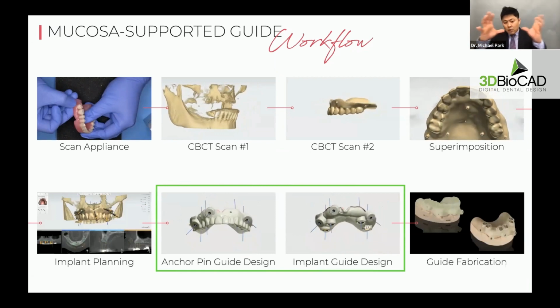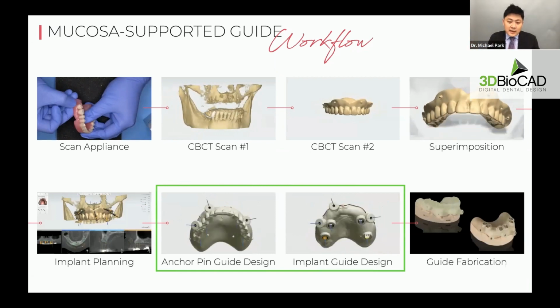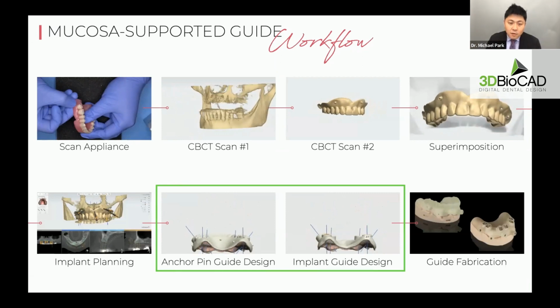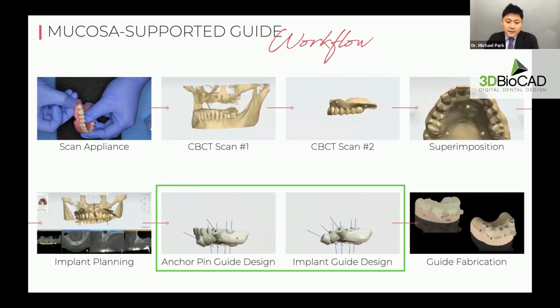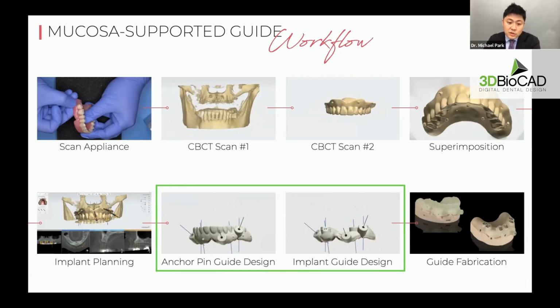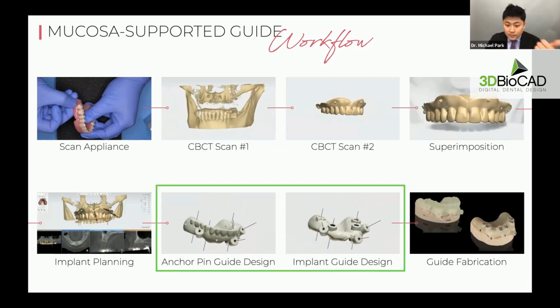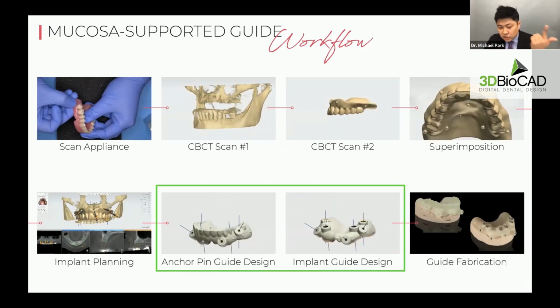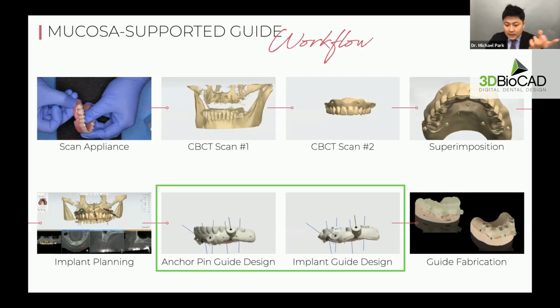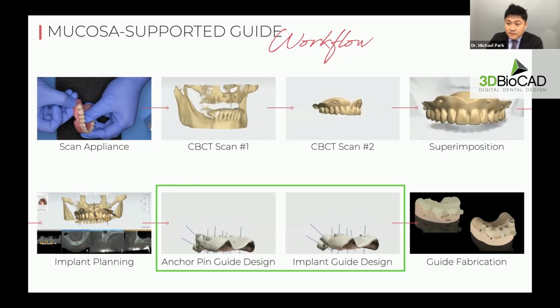Now that we did all our implant planning, the next step is to design the surgical guides. For the mucosa-supported guide, I fabricate 2 different surgical guides. One is the anchor pin guide, and one is the implant surgical guide. And I'll go over why I make 2 surgical guides for this.